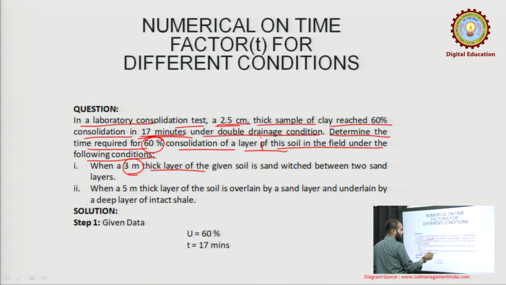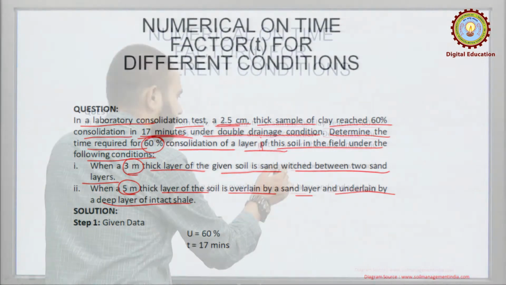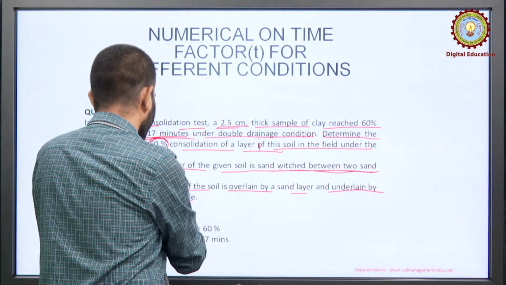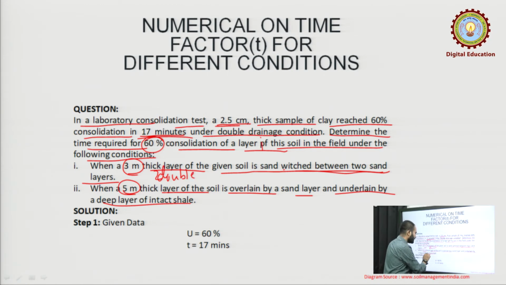3 meter thick layer of the given soil is sandwiched between two sand layers. 5 meter thick layer of the soil is underlain by sand and underlain by deep layer of intact shale. Means we are just using different conditions for the drainage. Okay, here it is sandwiched between two sand layers, means this is the double drainage. And here there is intact shale which is an impervious kind of rock, and this is the sand layer. So, this is the single drainage.